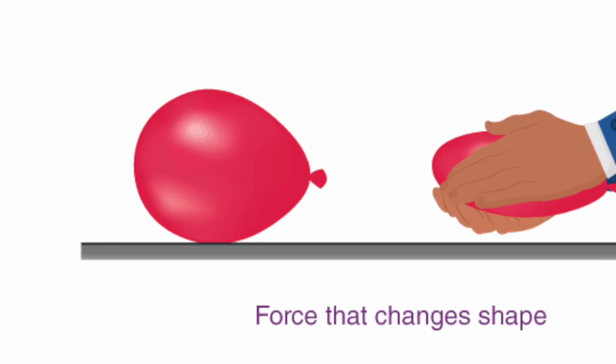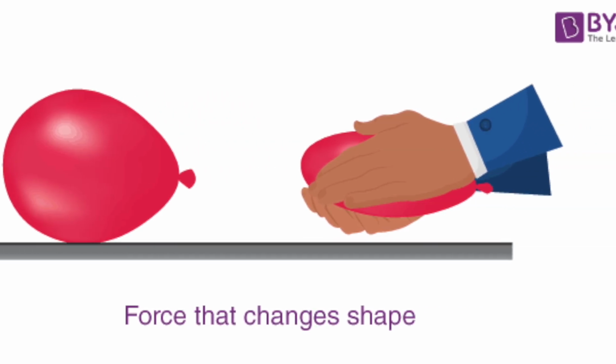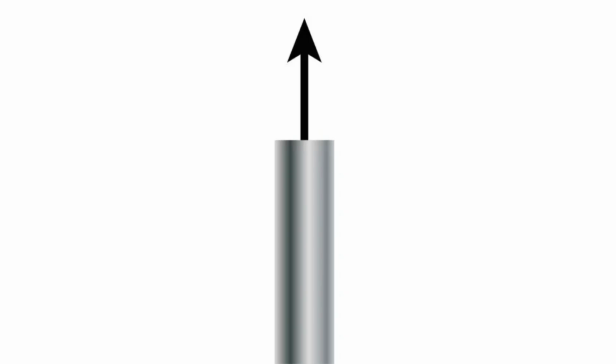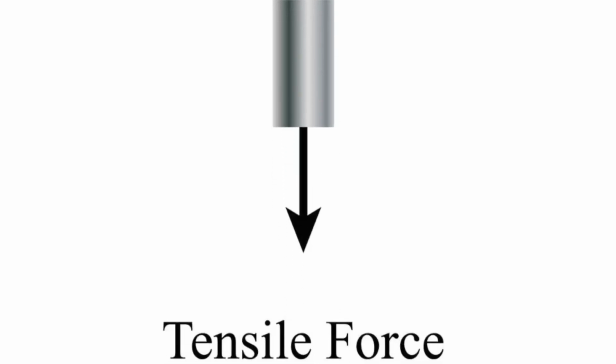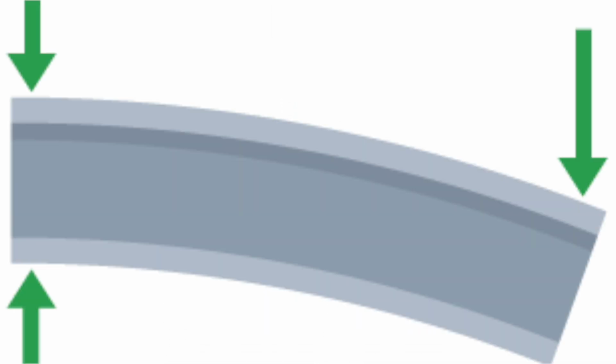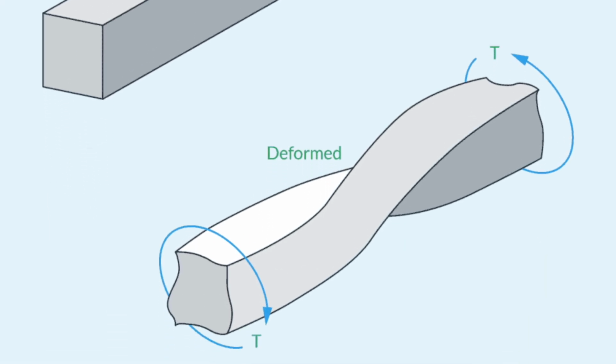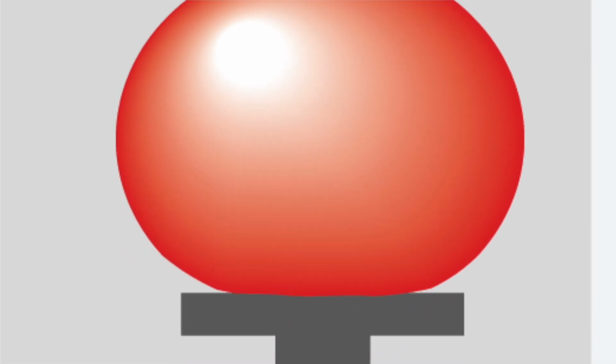First and foremost, forces can change the shape and the size of objects. Tensile forces stretch an object, bending forces cause the object to be bent, torsional forces cause an object to be twisted, compressive forces compress an object.